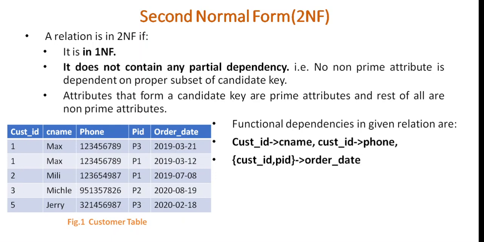So here the order date attribute is not dependent on product ID, and it is also not dependent on customer ID alone. This means customer ID alone cannot determine the value of order date, and product ID alone cannot determine the value of order date. So we need to combine customer ID and product ID to determine the value of order date.